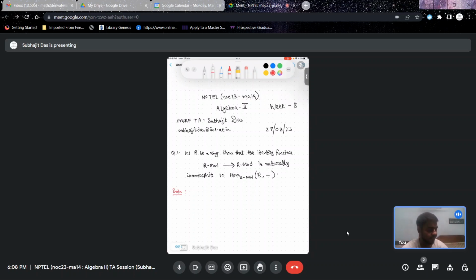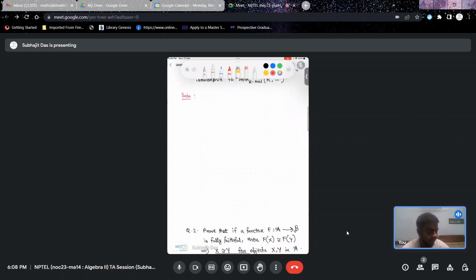So what we are doing essentially is fixing a category C, fixing a category D, and looking at the category of all functors from C to D. The objects in this category are these functors, and the arrows in this category are the natural transformations from one functor to another functor.